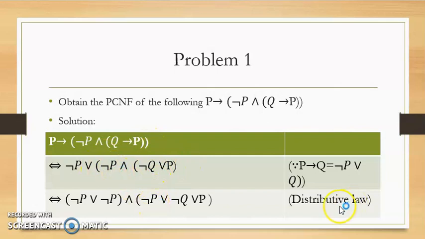And next we can apply the distributive law. It should have some or and. So this is not P or not Q, and the second part. So A or B and C is A or B and A or C. Like that we can apply the distributive law. So not P or not P and not P or not Q or P. Like that we can split.